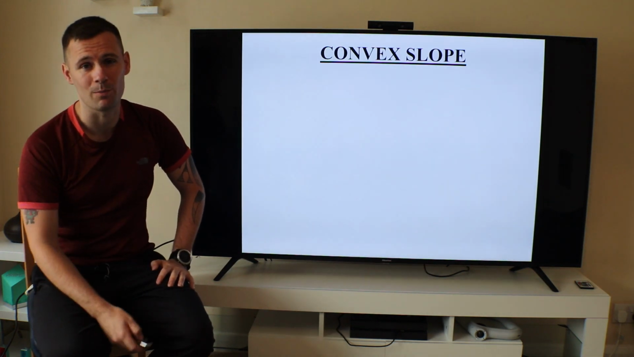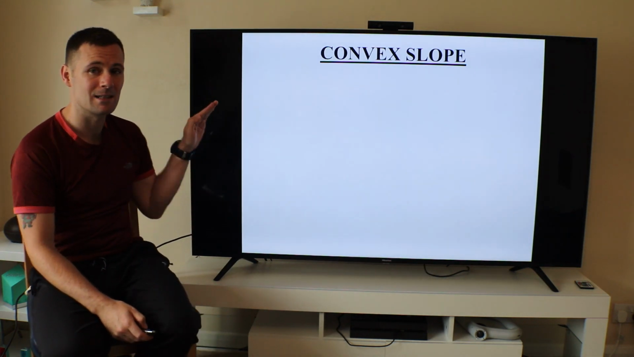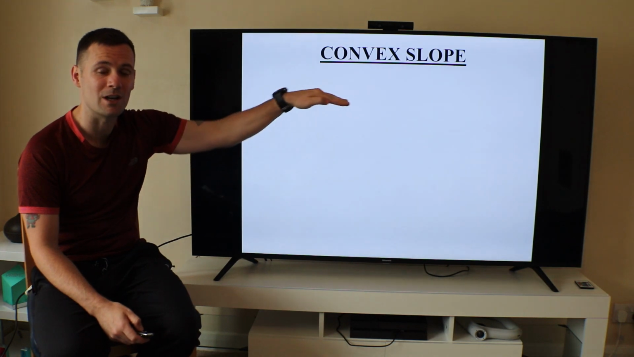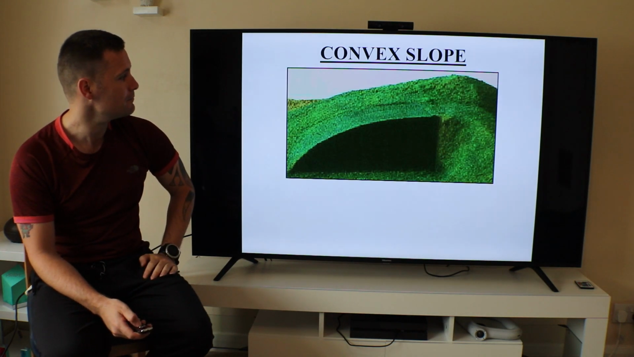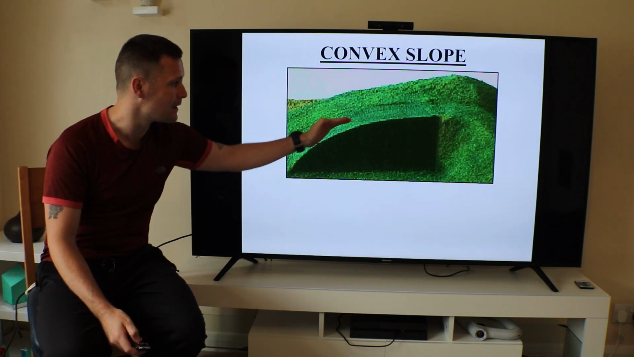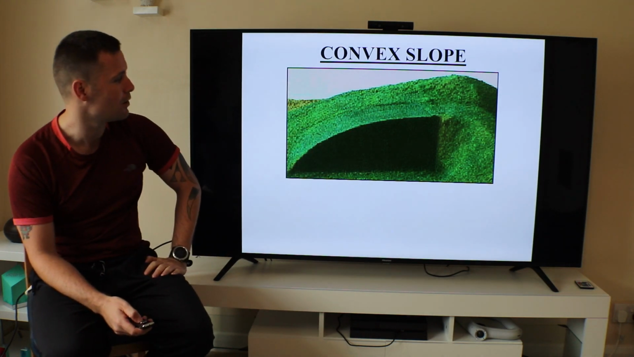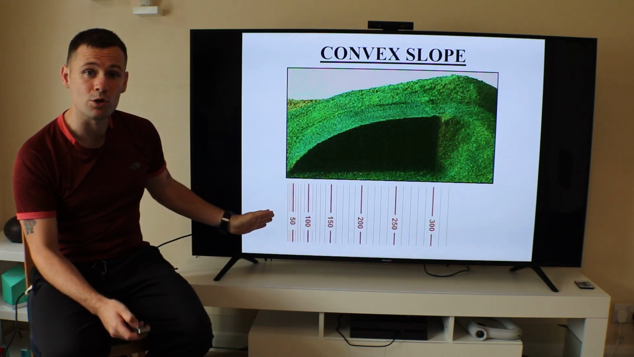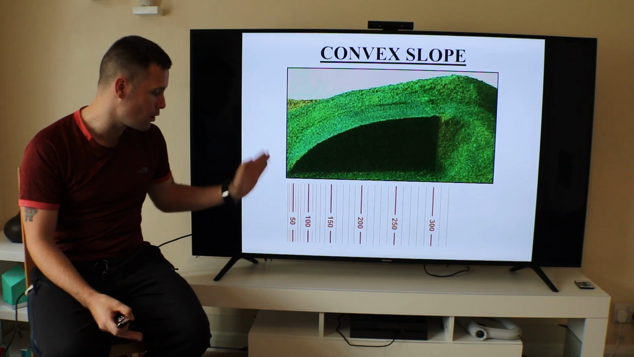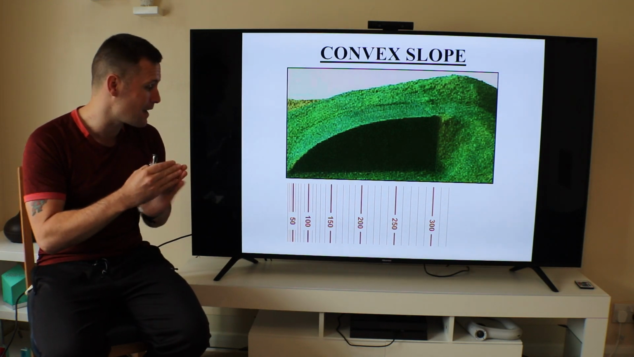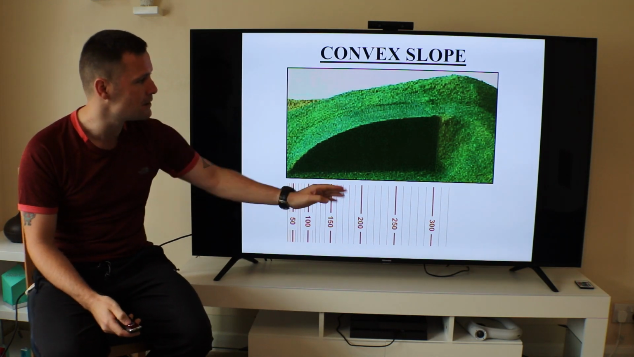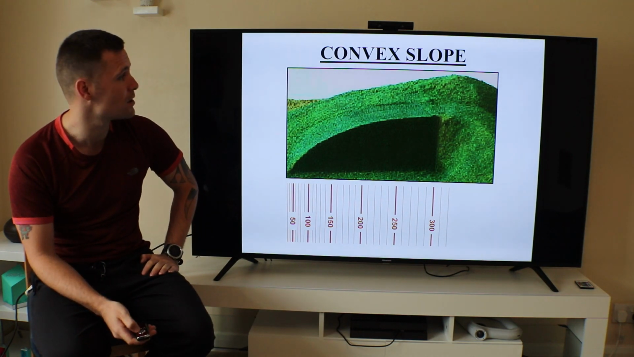Convex, it's totally the opposite. It's going to be steep at the start, like so, and then it's going to gradually even out to the top. Like so, steep at the start, then it gets nice and even and gradual at the top. So your contours, when you're looking at this on a map, are going to be close together, nice and tight and packed together, then it's going to even out, nice and gentle. So that's how you know it's a convex slope.